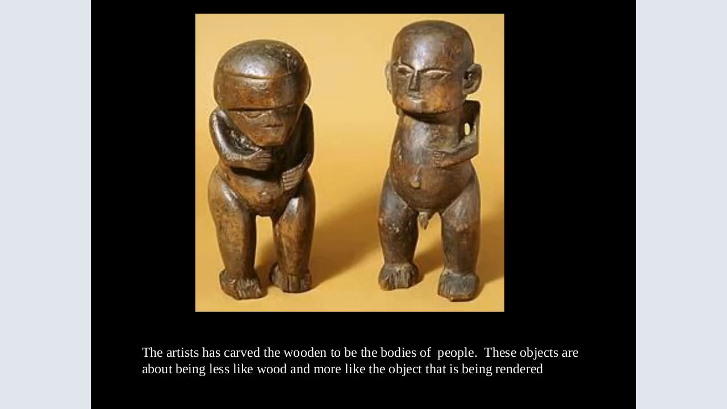We take a look at this. The artist has carved the wood to be like the body of humans. These objects are less about wood and more like the object that's being rendered. So in this particular case, the artist is really just using wood as the material and not vice versa. They're using it to create the human figure, and it's really about the human figure, right? It's less about the material. Some of the other pieces we showed you earlier, this is kind of about the material, right?